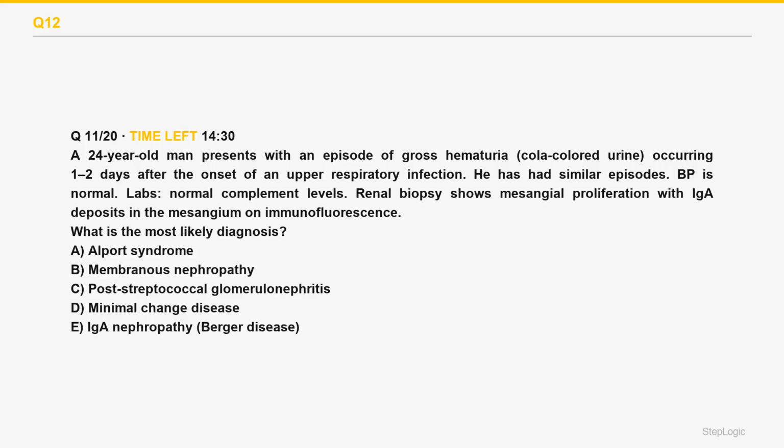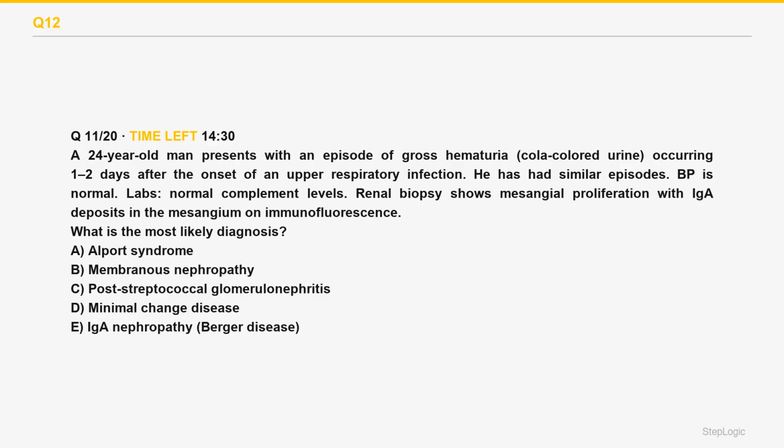What is the most likely diagnosis? A 24-year-old man presents with an episode of gross hematuria, cola-colored urine, occurring 1-2 days after the onset of an upper respiratory infection. He has had similar episodes. BP is normal. Labs show normal complement levels. Renal biopsy shows mesangial proliferation with IgA deposits in the mesangium on immunofluorescence.